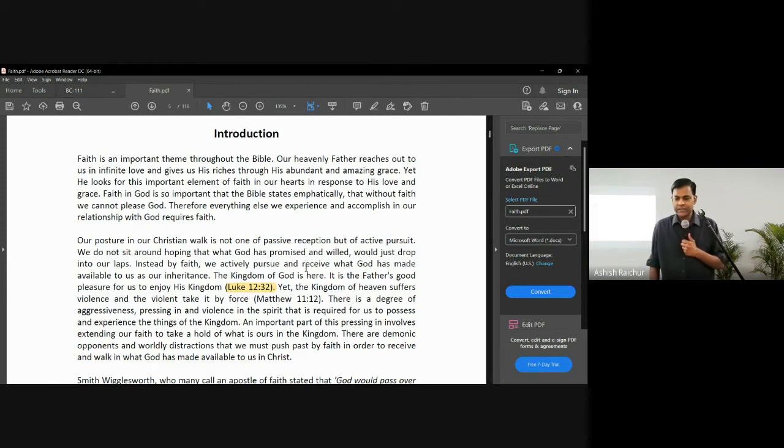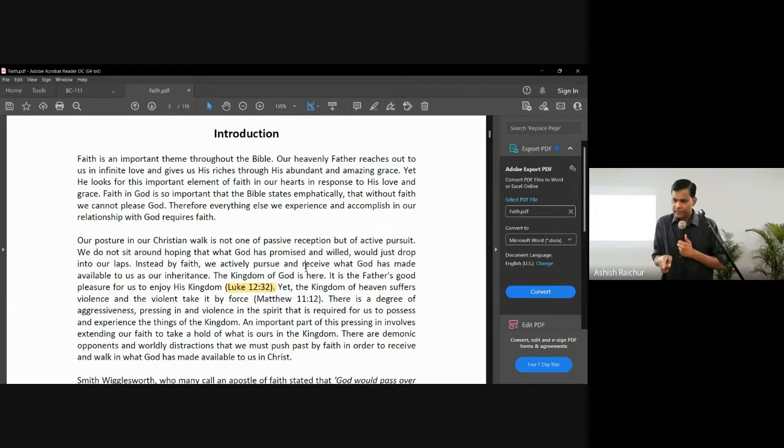So Luke 12, 32, Jesus says, fear not, little flock, it is your Father's good pleasure to give you the kingdom. So what does He say? It is your Father's good pleasure to give you the kingdom. That means your Heavenly Father is happy to give you whatever is in the kingdom. Your Heavenly Father is happy to give you what is in the kingdom.